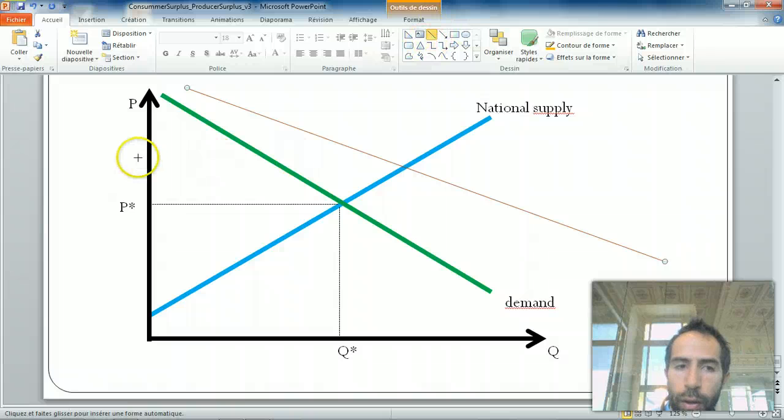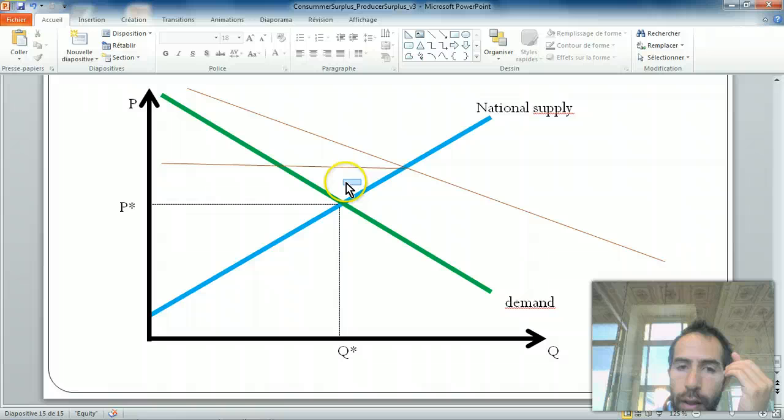Probably the price is going to settle at a higher level. It's going to settle here. So the home consumers will lose. Before they were getting this, now they're getting only this. So home consumers lose, but home producers gain. And in total, this is a gain. This here is a gain for producers, that is a net gain to society. Okay, and this is just a transfer, but this still is a net gain to society.